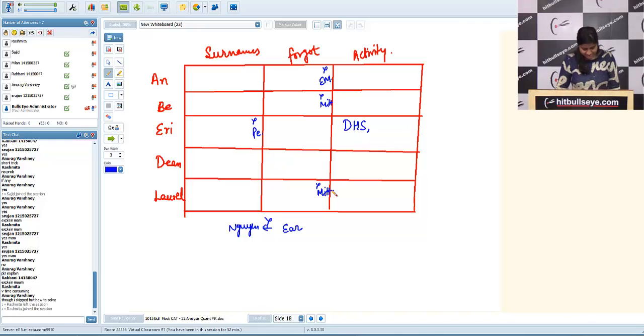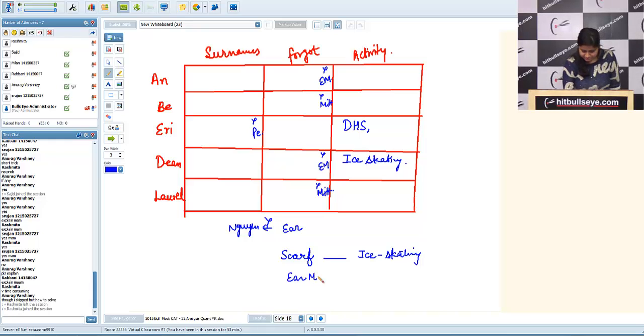Now the next thing, Dean and the ones who forgot to bring earmuffs. With Dean you cannot use earmuffs. And a scarf were the only 3 who went ice skating. It means with a scarf you will use ice skating, and Dean ice skating. And the one who forgot to bring earmuff. So with earmuffs, you will use ice skating.